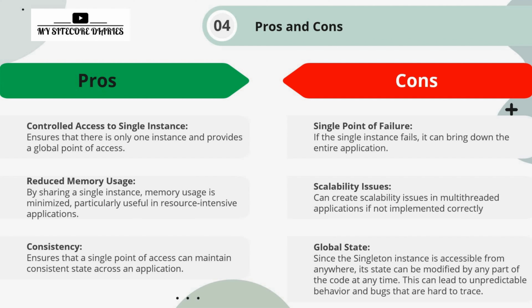So pros are controlled access to the single instance, reduced memory usage, and it is more consistent. Whereas cons are the single point of failure. If in one place it fails, the entire application can come down. Scalability issues: in a multi-threaded environment, it can be a problem. And the global state: you will not be able to find out from where things are getting updated if there is any issue and bugs are coming, because it is getting updated by multiple parts of your code at any time. So these are the pros and cons.